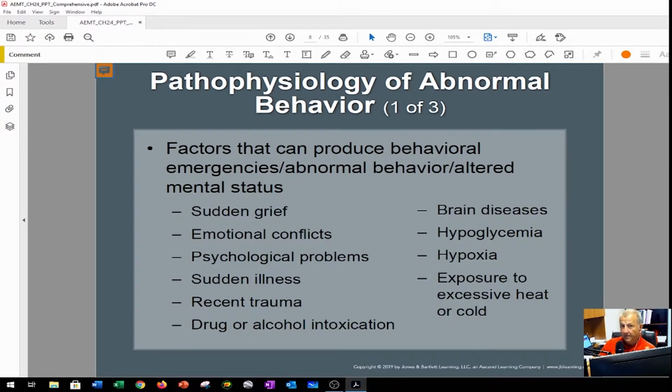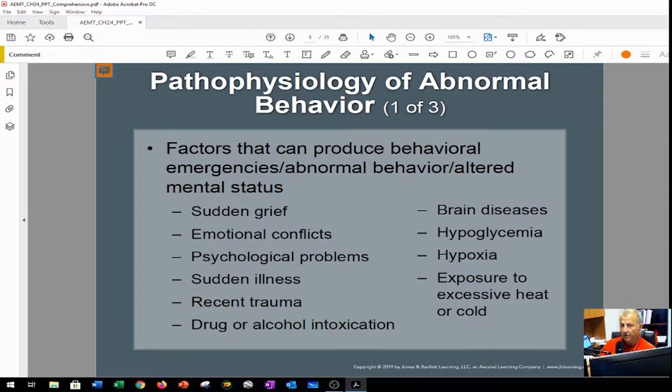And let's not forget about Alzheimer's, dementia. Grandma, who never said a cuss word in her life, can't stop cussing. That's because of Alzheimer's. Hypoglycemia, that's the big one, really, because it can mimic a stroke. It can mimic a behavioral emergency. Low blood sugar can cause all kinds of problems.